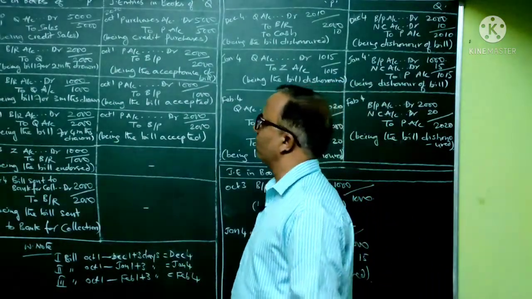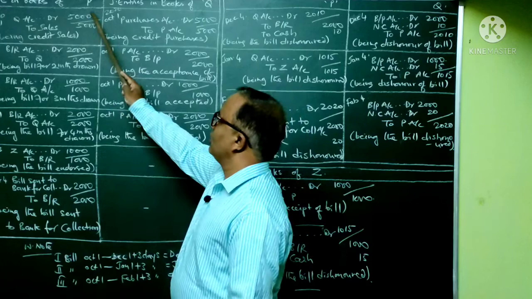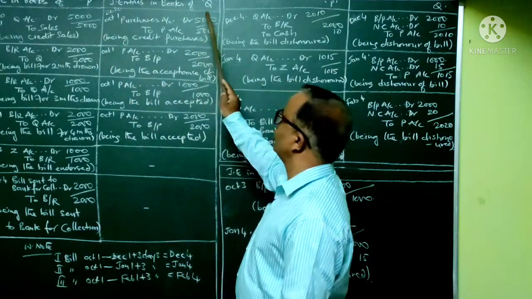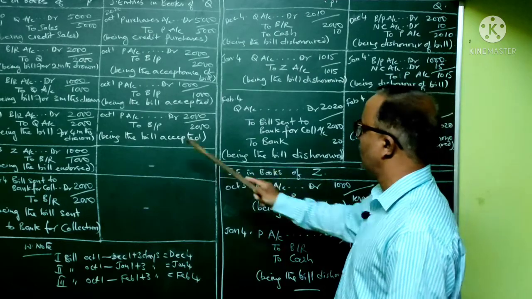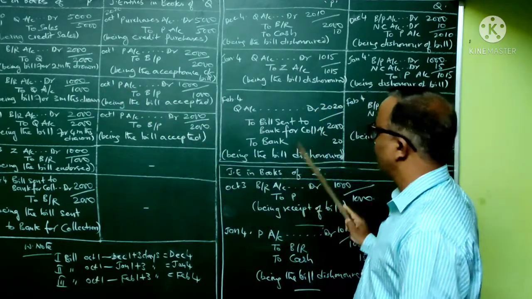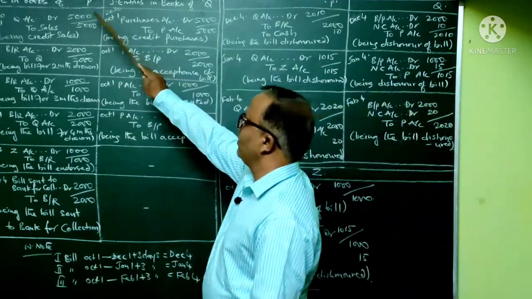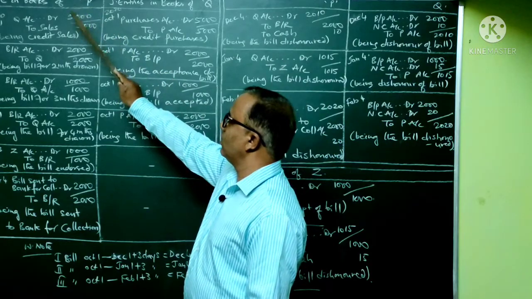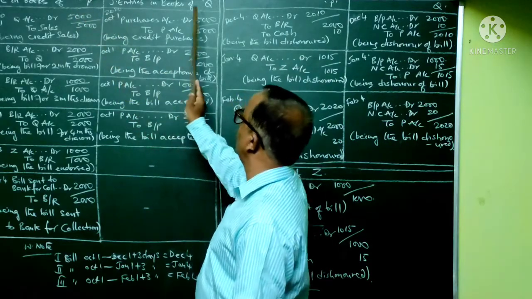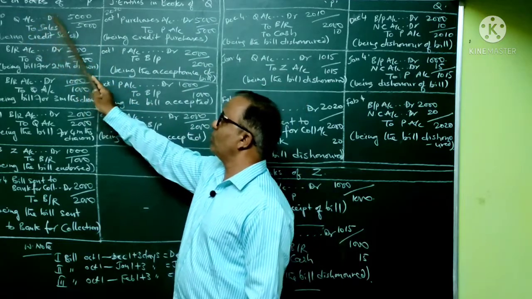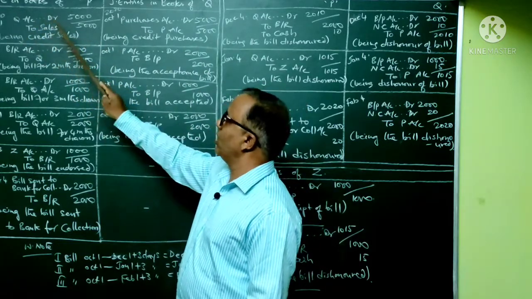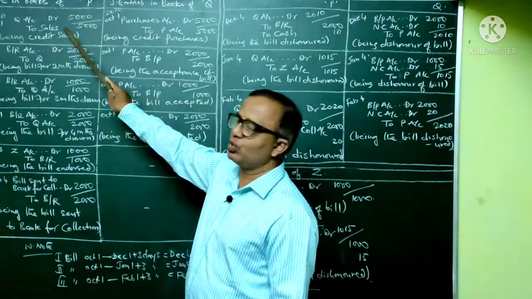Now you observe here: journal entries in the books of P, journal entries in the books of Q, journal entries in the books of Z. If you observe here, there are 3 parties. See, in the books of P, you are the drawer here. In other words, you have sold goods to Q worth 5,000. So on 1st October when you have sold, you will be writing in your books Q account debit to sales, because they are sales to you.